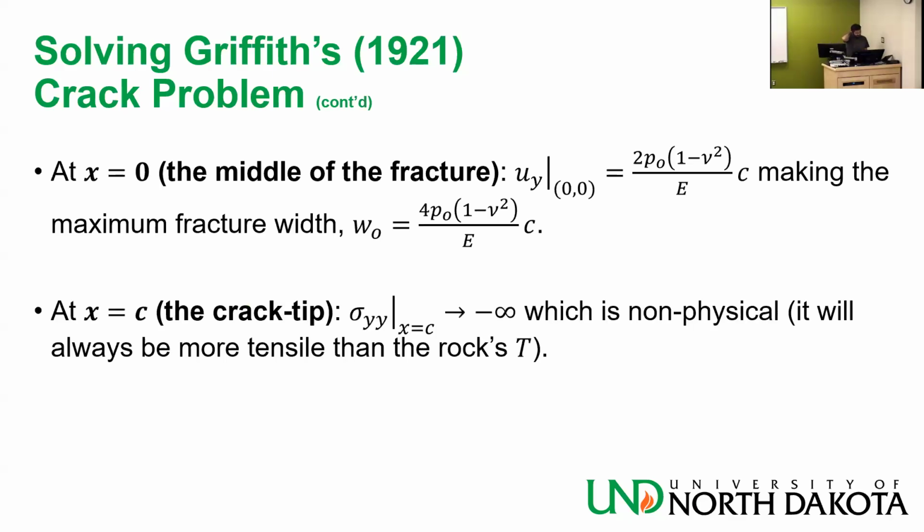At x equals c, which is the crack tip, sigma yy goes to minus infinity. And that is a problem with the Griffith theory: if you do his math, you are going to get the energy at the crack tip going to something like infinity. This is not easy to deal with mathematically. We don't want solutions that lead to 0 too much. We don't want solutions that lead to infinity or minus infinity too much, because it's very hard to deal with afterwards.